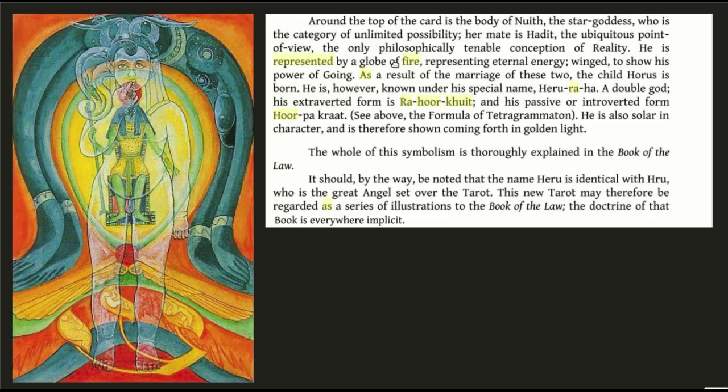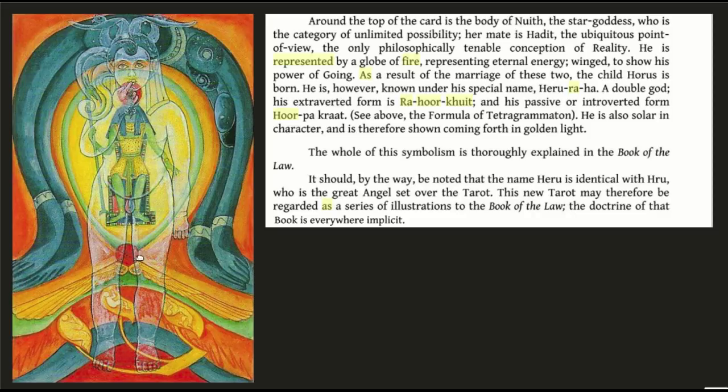He is represented by a globe of fire, there's our globe of fire, representing eternal energy, winged to show his power of going. There's the wings. He gets that description of having the power of going as opposed to being unlimited possibilities. He's the one that forms or actualizes the matter and makes things of it. And so he's the male active principle that's going to go on this passive thing and turn it into something. He's the thing that's going to go.